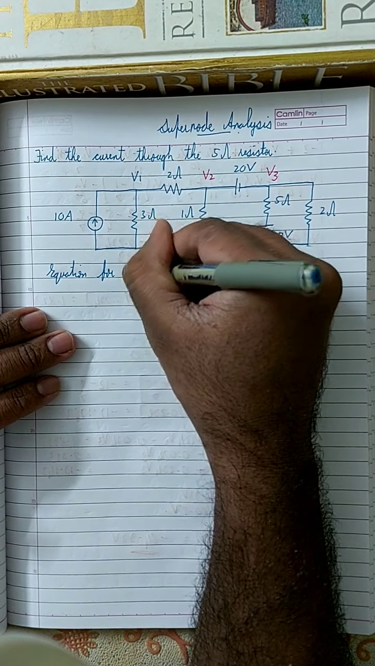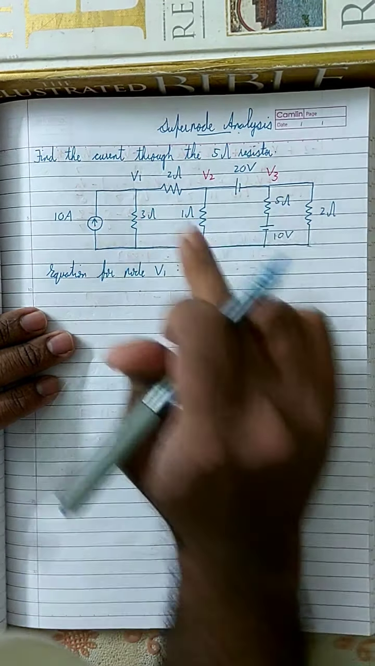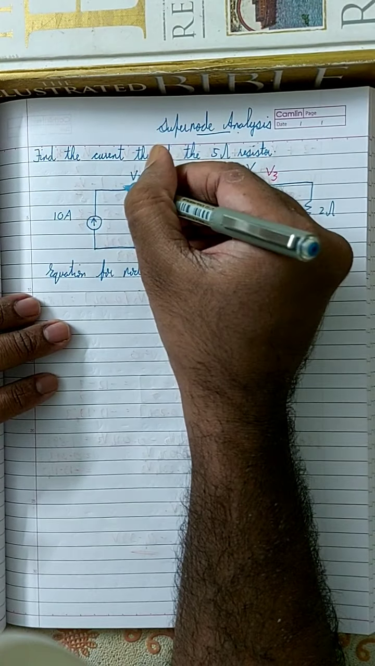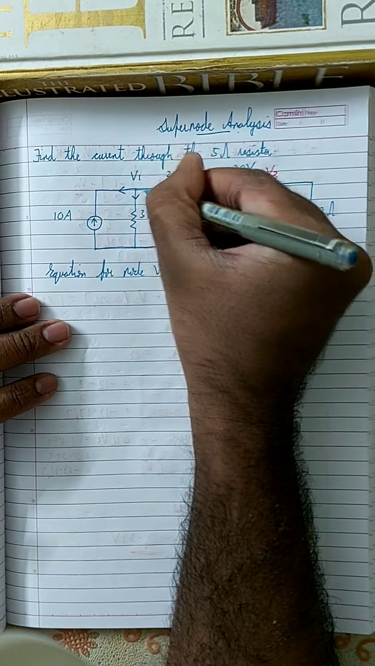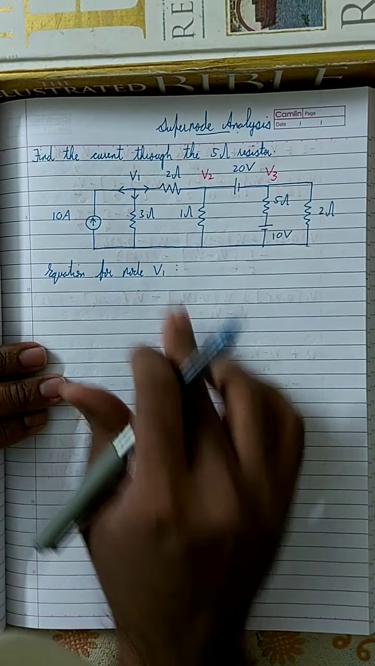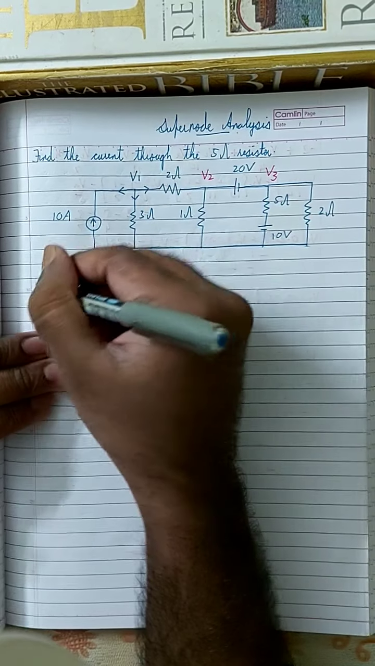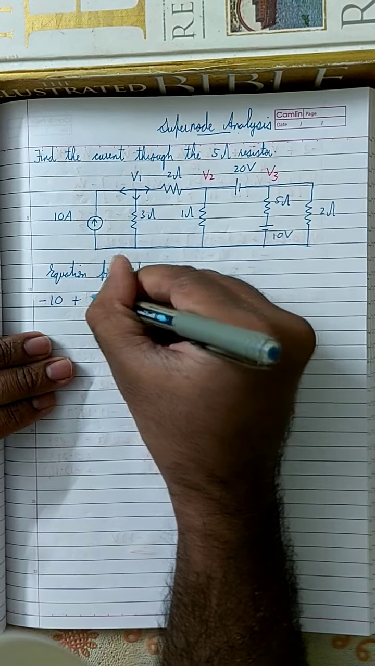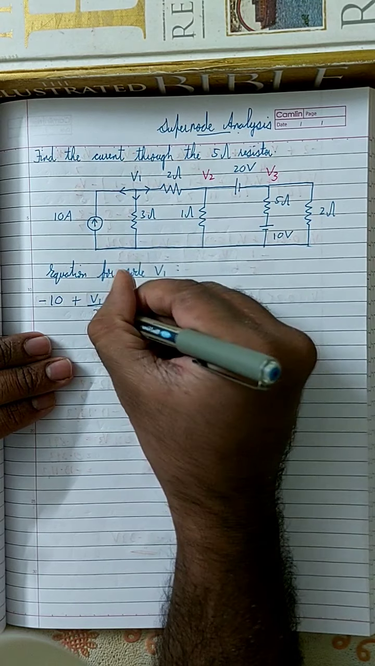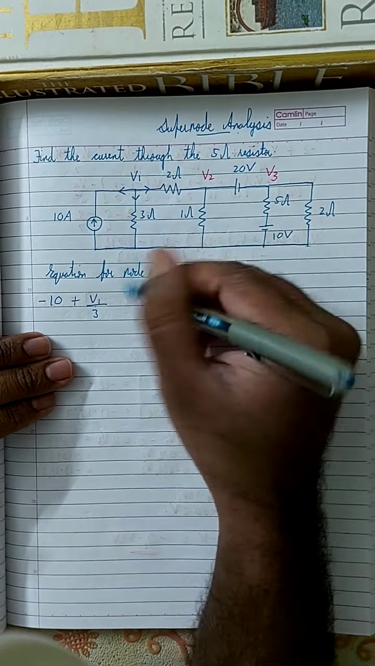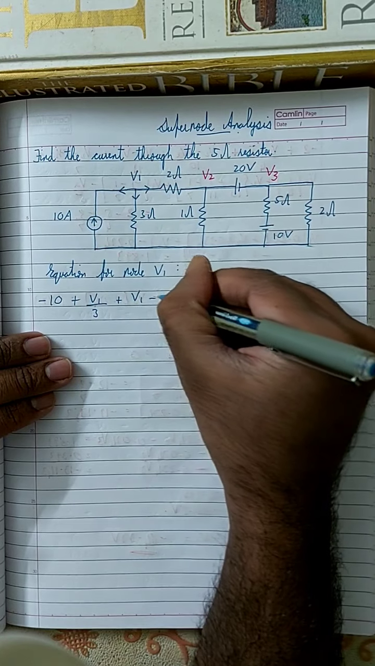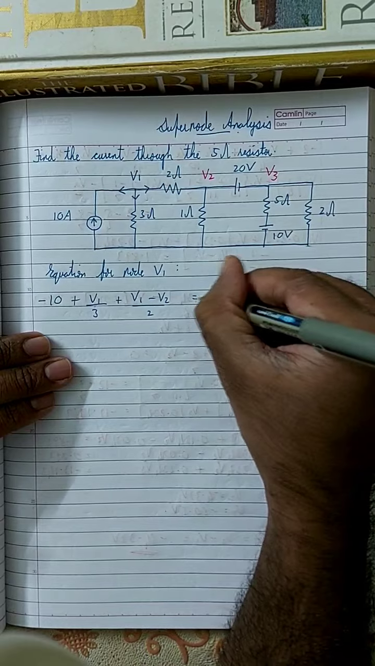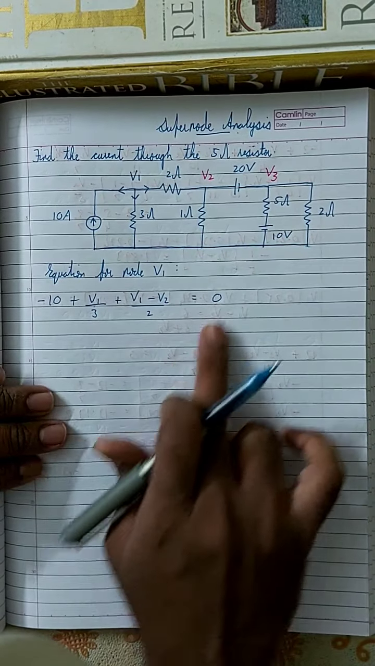for node V1. I'm going to write the equation for node V1. So if you look at the equation for node V1, here V1 is connected to three branches, right? 1, 2, 3, which means there are three terms. So what is the current through this branch? It is minus 10. What is the current through this branch? It is V1 minus 0 by 3. And what is the current through this branch? It is plus V1 minus V2 by 2, right? And according to Kirchhoff's current law, all this is equal to 0, right?